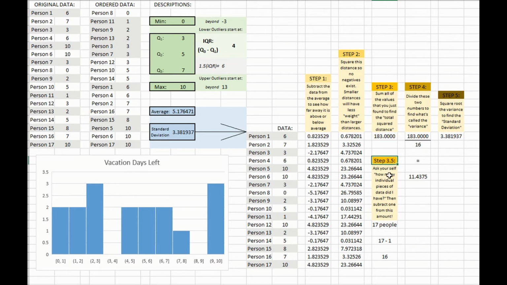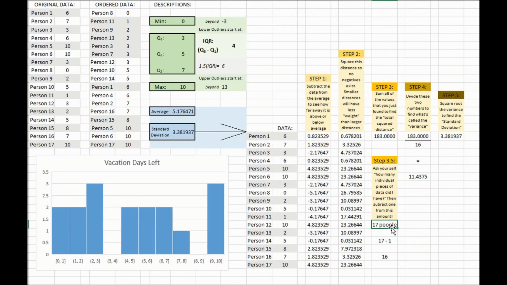Now I have step 3.5. This is something you can do along the way. It's not very hard. You need to ask yourself, how many individual pieces of data do I have? Then you're going to subtract 1 from this. And there's an important reason. This is something I always kind of wondered. Because we're not dealing with everyone, because we're assuming these 17 people are a sample of maybe a larger company or some other group, we have to factor in this potential error.